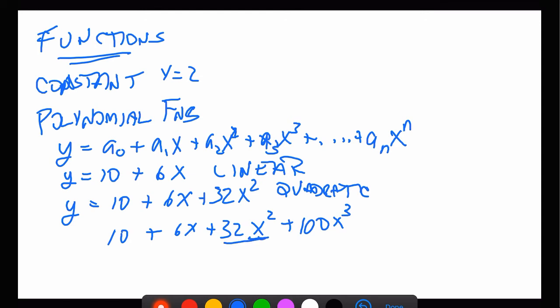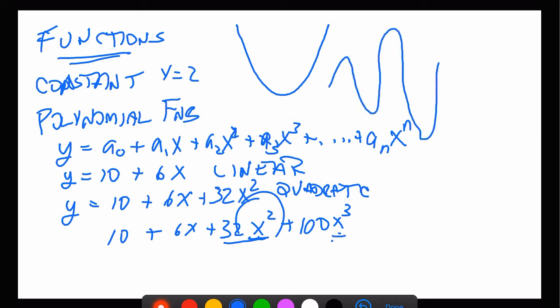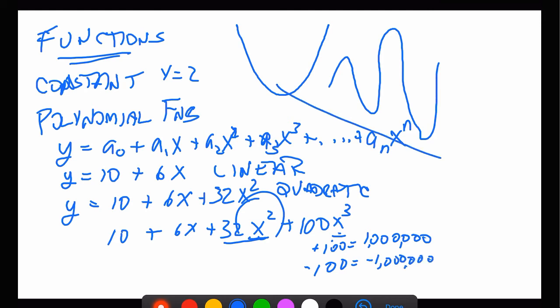Okay? If I say 10 plus 6x plus 32x squared plus 100x cubed, well, that x squared, if I just do x squared by itself, I get an exponential function. Looks like that. If I do x cubed by itself, it's going to go up and down. Okay? Because plus 100 cubed is 1,000,000. Minus 100 cubed is minus 1,000,000. So we're going to have all kinds of shapes of functions.